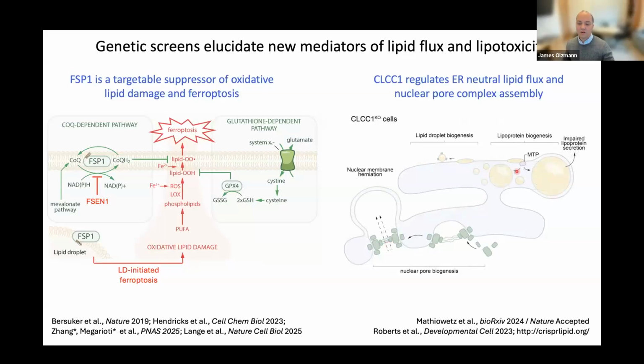When you lose CLCC1, you accumulate large luminal lipid droplets. You no longer insert nuclear pores through this pathway and accumulate these herniations.